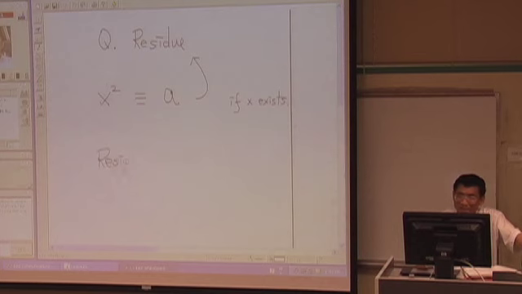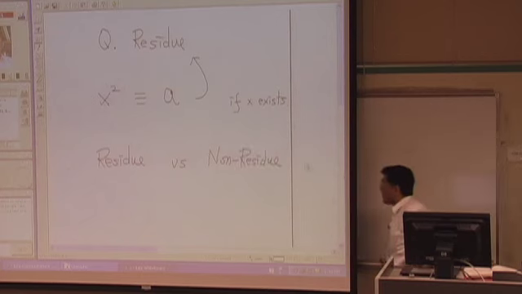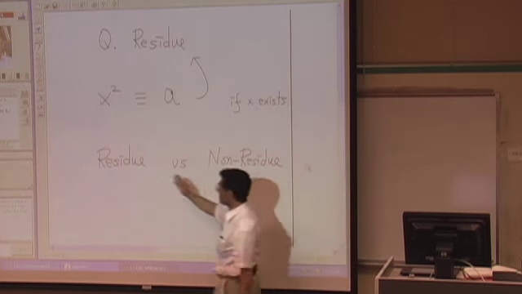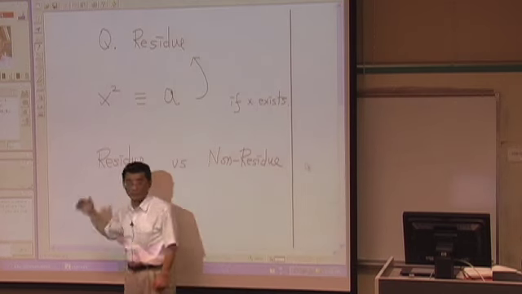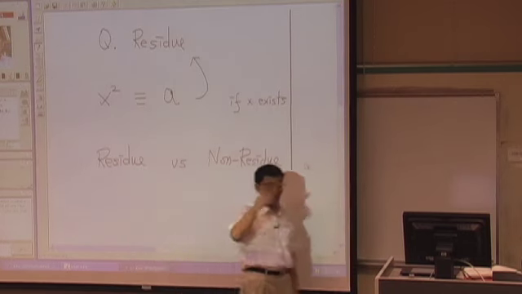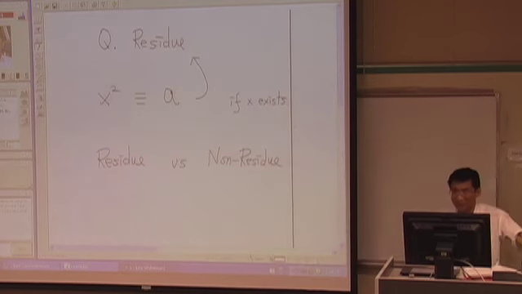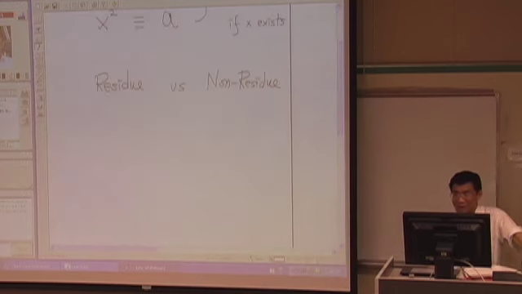So in some sense, the whole chapter is dedicated to the determination of this classification, whether it's quadratic residue or not. So this is the goal. And a very important breakthrough happened with Euler's idea. And last time I gave Euler's criterion.